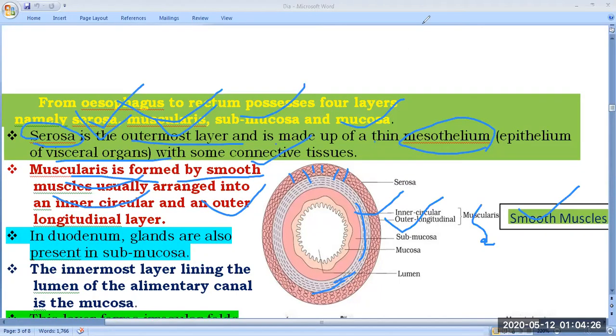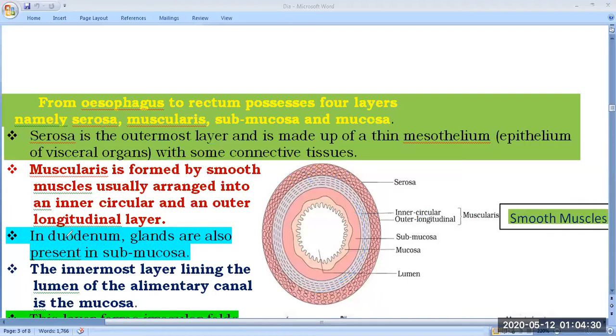Next, in the duodenum, let's see what the next statement explains. In the duodenum, glands are also present in the submucosa. So it is saying that the submucosa is generally made up of connective tissue, and it has some glands which are also found in the submucosa region.